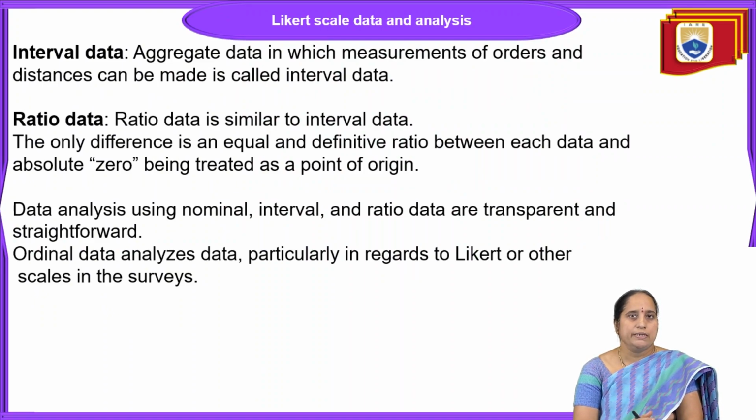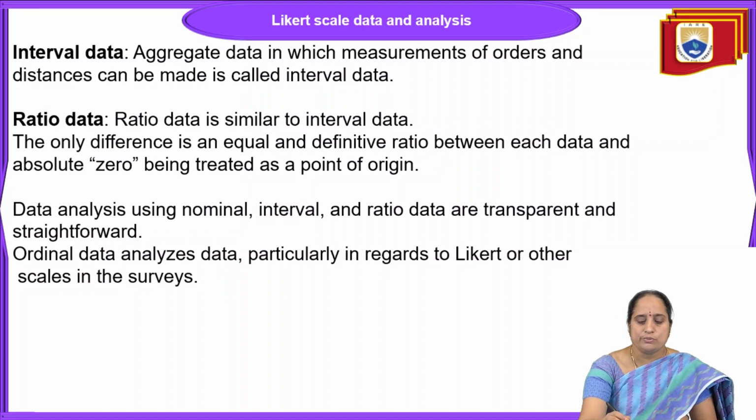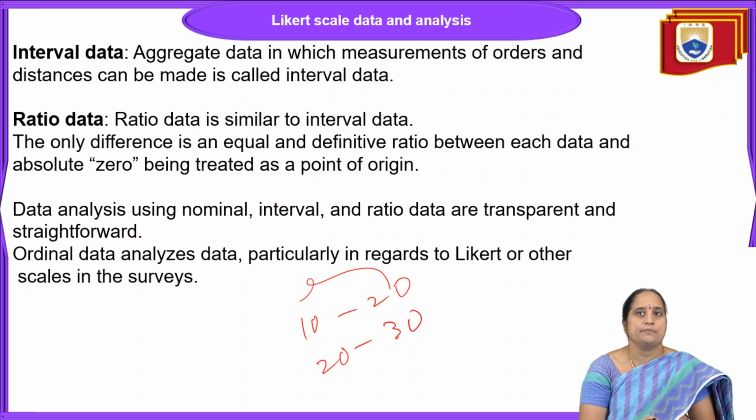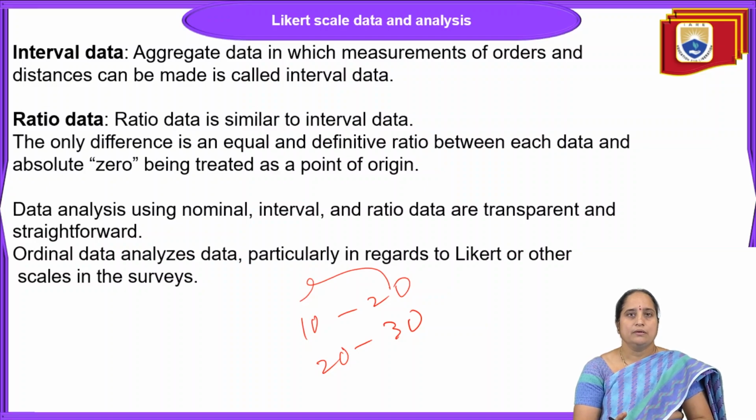The next type of data is interval data. So here we consider aggregate data in which measurement of order and distances can be made. That type of data is known as interval data. So we assign a certain range, 10 to 20, 20 to 30, like that, so that we are able to measure the order as well as the distance between two class intervals.